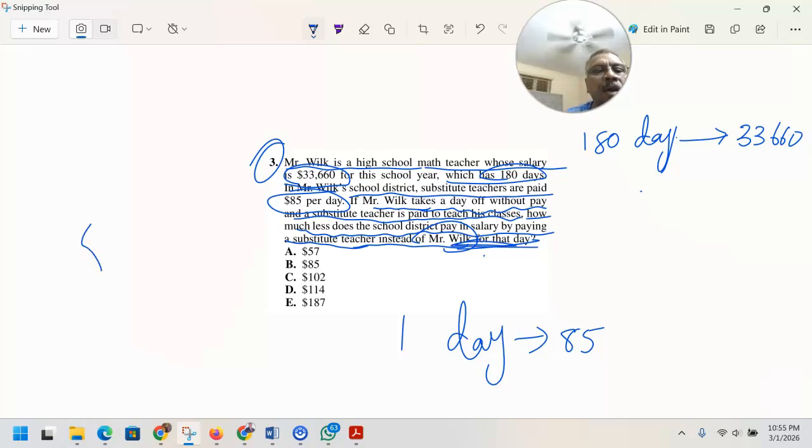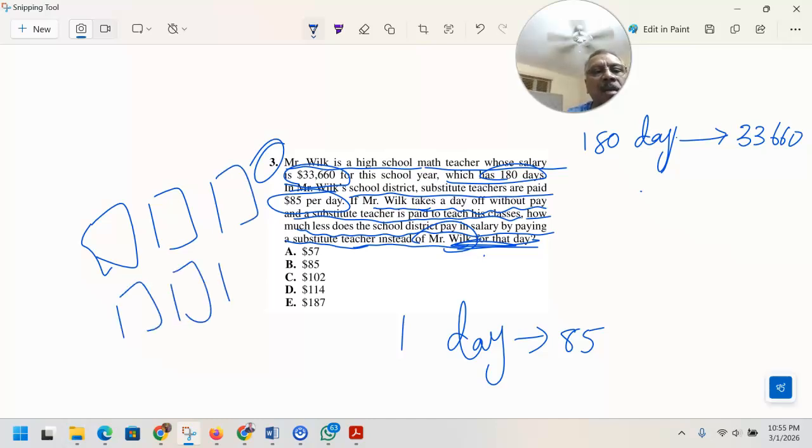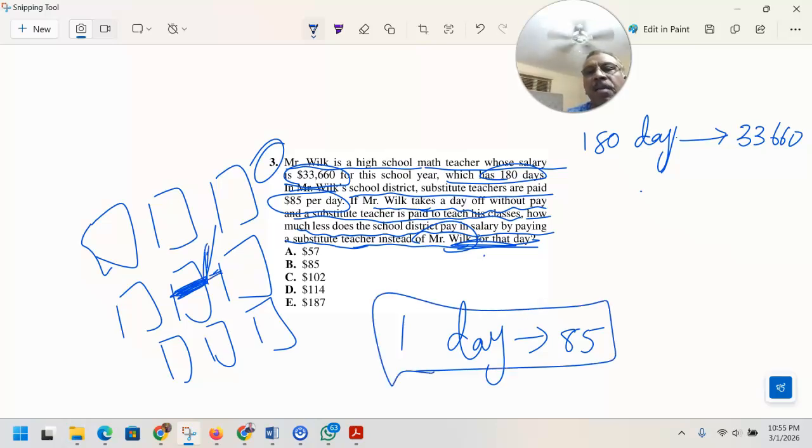That means in a whole calendar year, August, September, like this, and one day, the regular teacher wants to take a day off. Okay, maybe somewhere here he takes off, and the substitute teacher goes to his place. So per day, the substitute teacher gets this, and the regular teacher for 180 days gets this. That means one day will be how much?